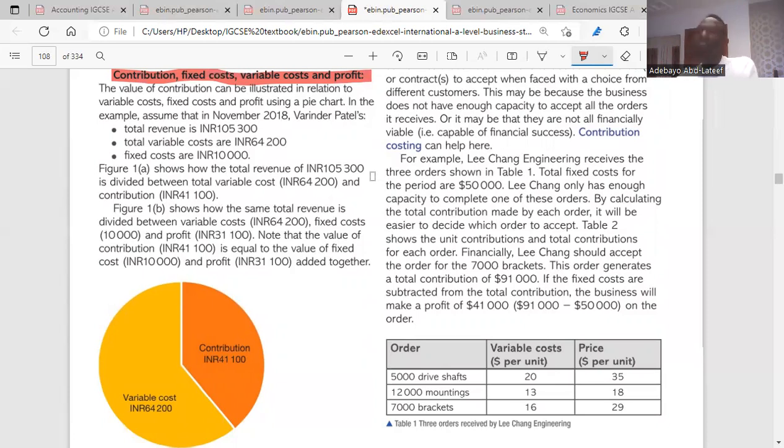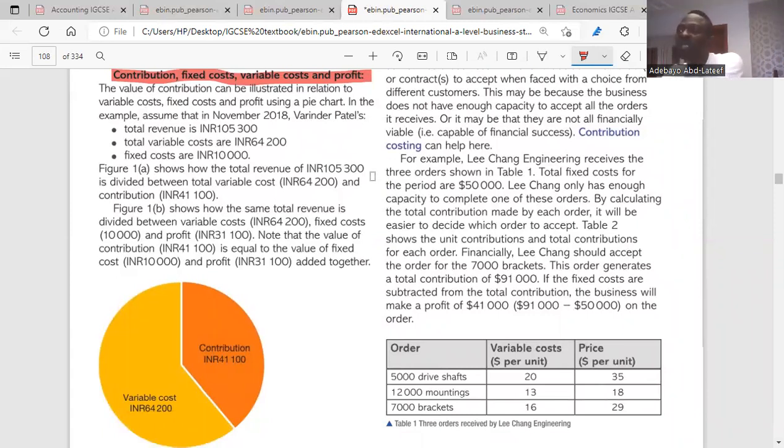And you would have gotten your contribution, because your contribution will be separated from your variable cost. It means that you've covered your variable cost. Then what is left is your contribution.